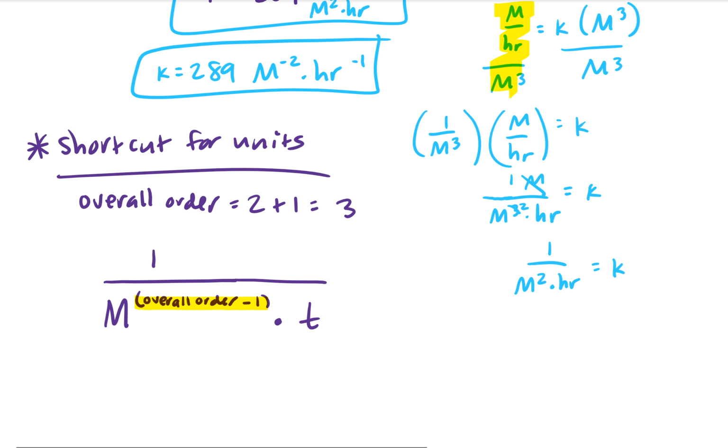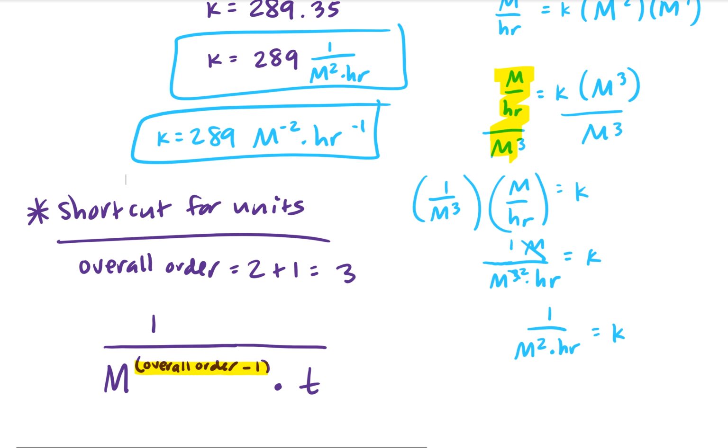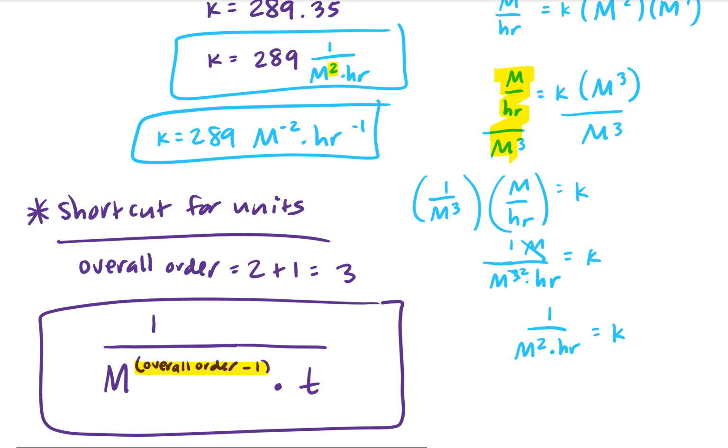So for our example, our overall order was 3. And if you look at what we ended up with, the exponent on our molarity for the unit of k was a 2. So it is 3 minus 1. I got that 2 on the molarity, and then boom, tack on the hours, and you're done. This shortcut is very helpful for kinetics problems, because we love to ask you for the unit of k.